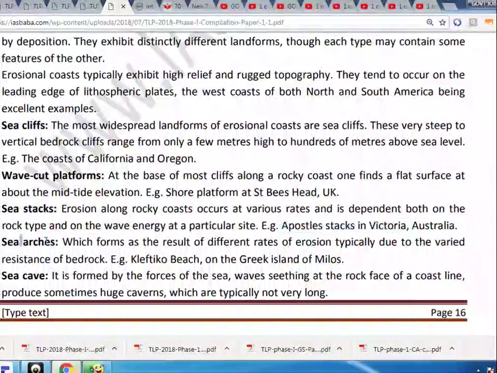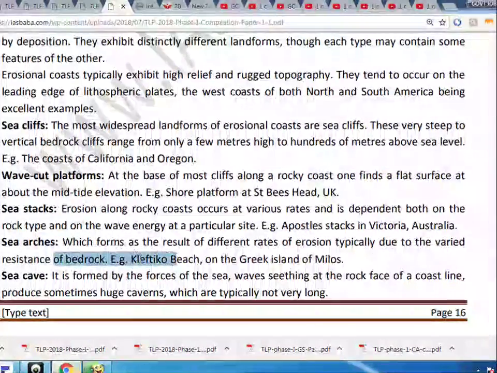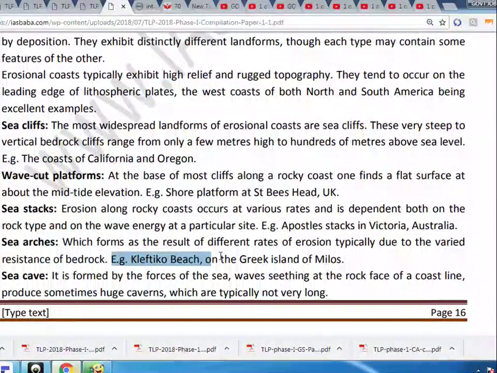Sea arches, which form as the result of different rates of erosion, typically due to the varied resistance of bedrock. E.g., Kleftiko Beach, on the Greek island of Milos. Sea cave. It is formed by the forces of the sea. Waves hitting the rock face of a coastline produce sometimes huge caverns, which are typically not very long.